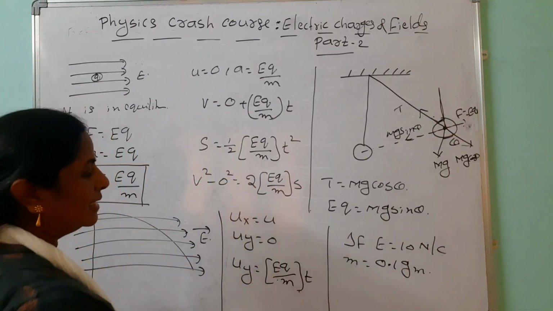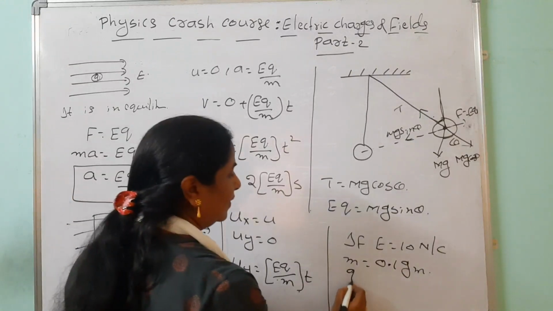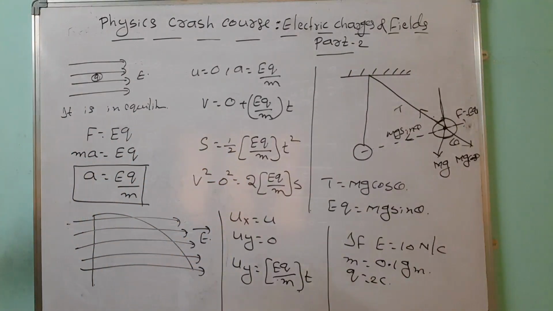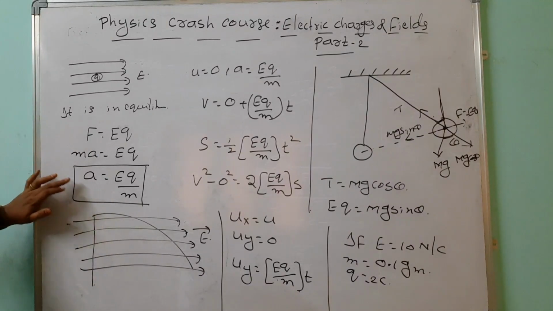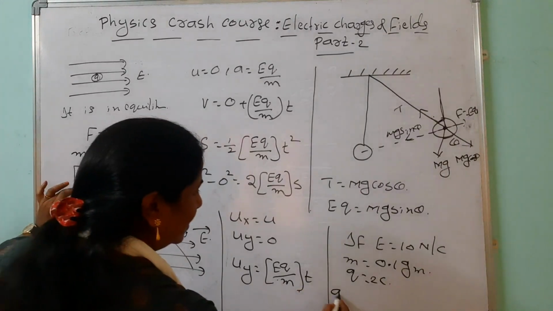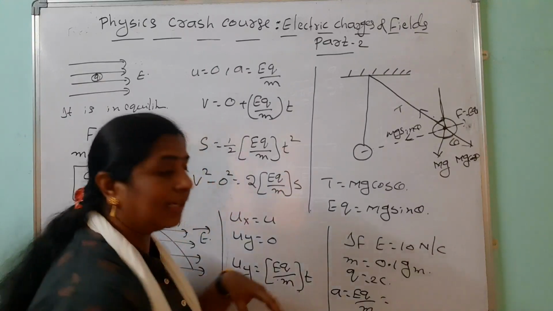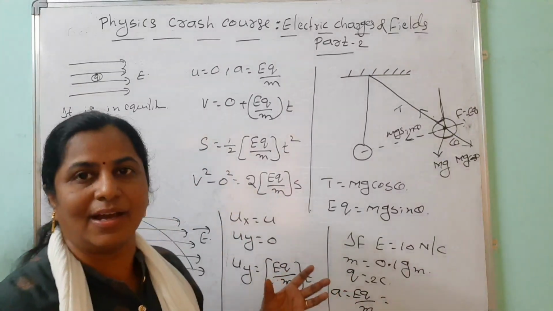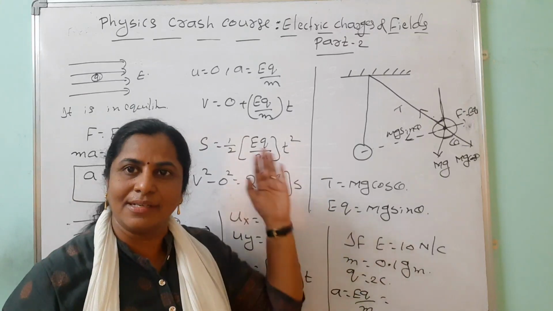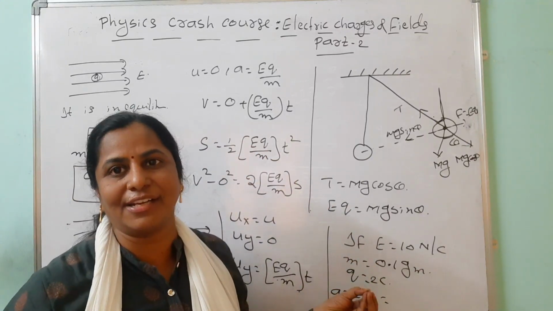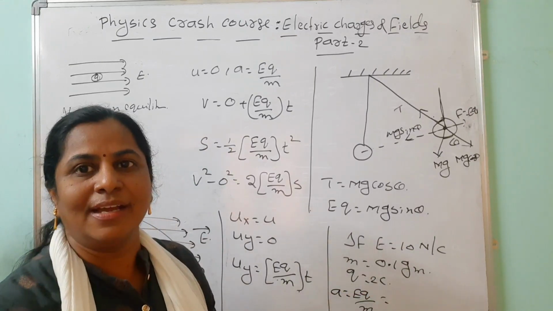Okay, so this is the mass. Charge equals 2 coulombs. Then how do we find the acceleration of this one? Acceleration, what is the formula? It is Eq by m. Acceleration is there in linear mechanics, but here, in terms of charge also, we are able to find the acceleration.